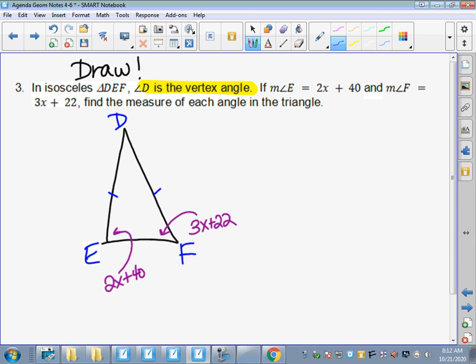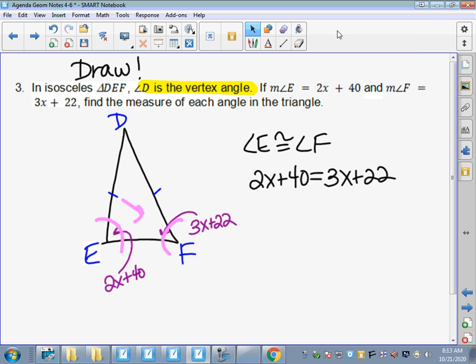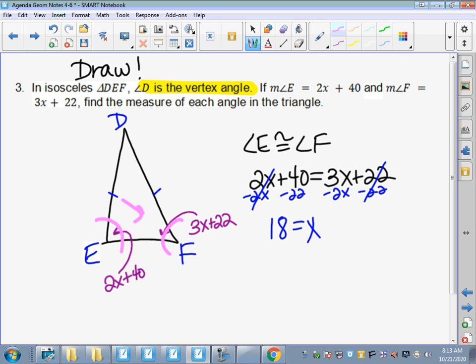So hopefully that isosceles triangle theorem makes sense to you. I don't technically know that E and F are congruent unless I remember that since DE and DF are congruent, the opposite angles have to be congruent. So angle E has to be congruent to angle F. So therefore, 2x plus 40 has to be equal to 3x plus 22. I can solve that equation pretty quickly. I'm going to subtract 2x and minus 22 from both sides. That's going to give me 18 equals x.